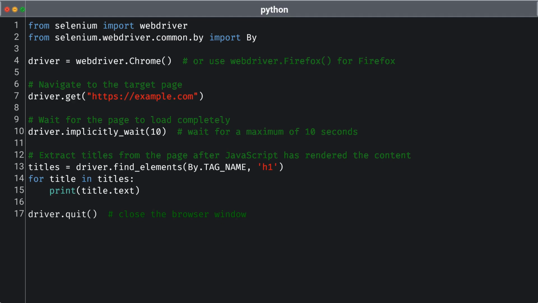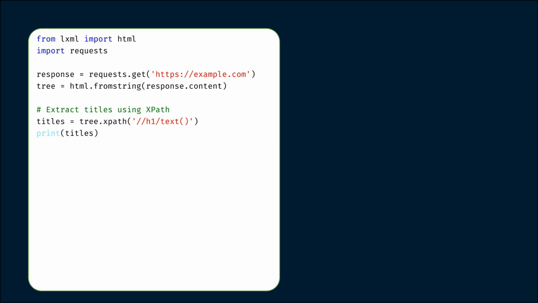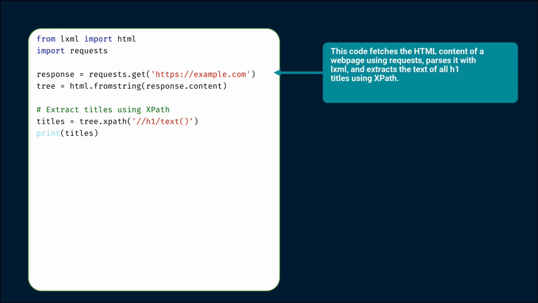Finally, we'll loop through the retrieved elements to print their text content, which will display the titles for us right there. And don't forget, once we finish our scraping, we must call driver.quit to properly close the browser and free up those resources. Now, let's dive into how we can implement automatic data extraction using the lxml library.